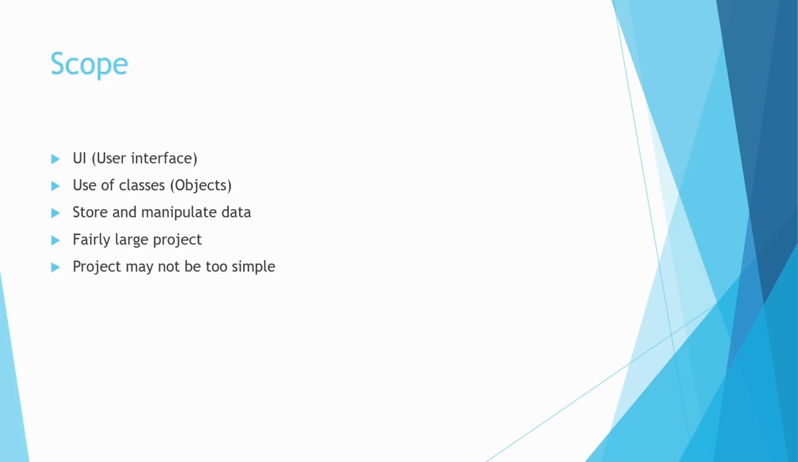The main scope of the PAT is to have a user interface program that makes use of classes and objects to be able to store and manipulate data. The project can't be small, like a little hangman game or something like that, and also, the project can't be too simple. Coming up will be some examples that one can look at, to give you more of an idea that the programs don't have to be too complicated.